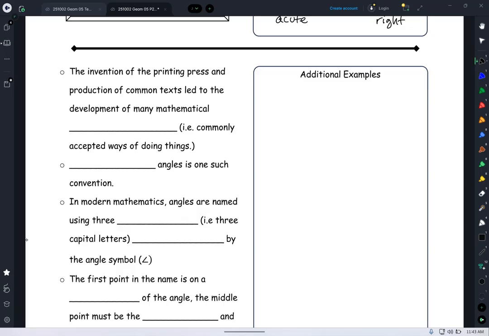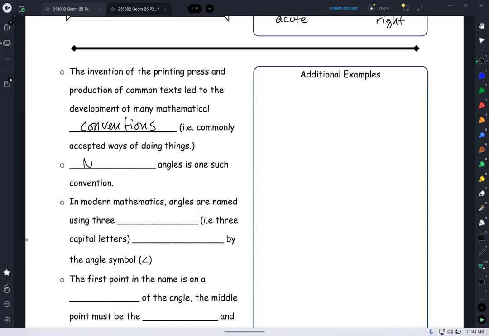Okay, mathematical conventions. And these are not gatherings of mathematicians. Not that kind of a convention. These are commonly accepted ways of doing things. That's what we call a convention. A commonly accepted way of doing things. Like, for example, when you want to multiply x by the number 2, you don't write x2, you write 2x. That's a common mathematical convention.